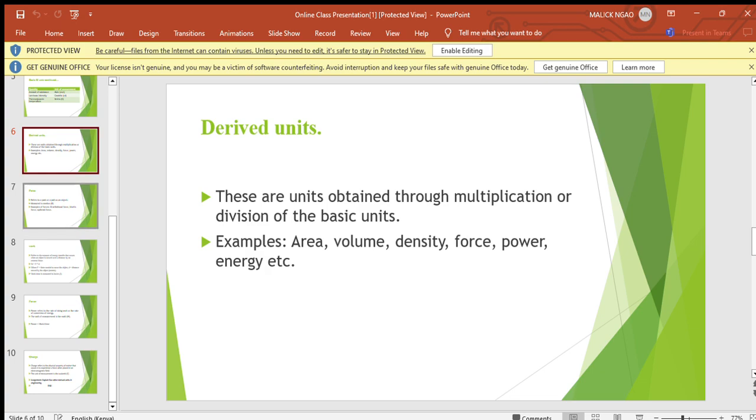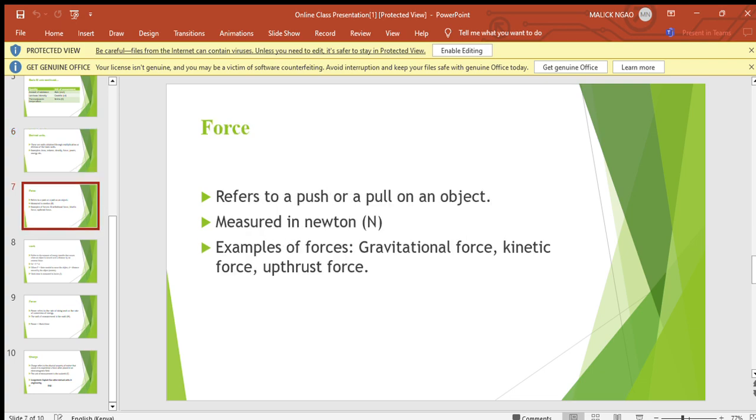Now we want to start dealing with these derived units one by one, and the first one is force. We normally define force as a push or a pull on an object, and the unit of measuring force is the Newton. Examples of forces: we have gravitational force, kinetic force. Can we have any other example from the trainees?